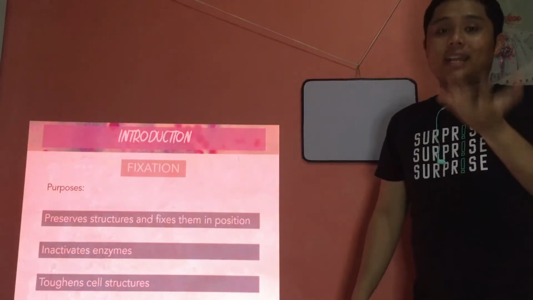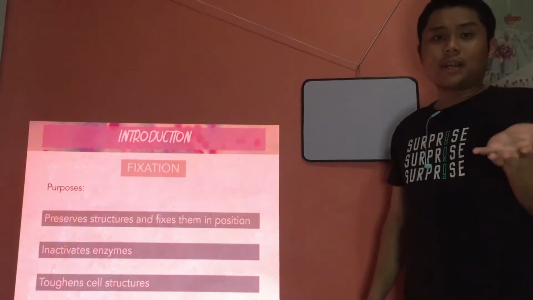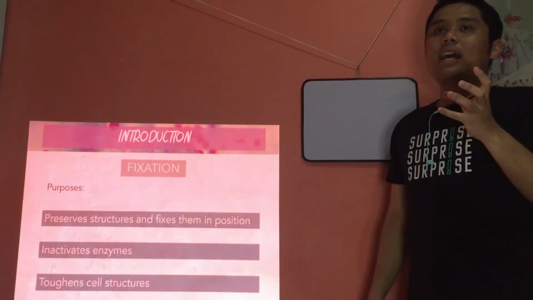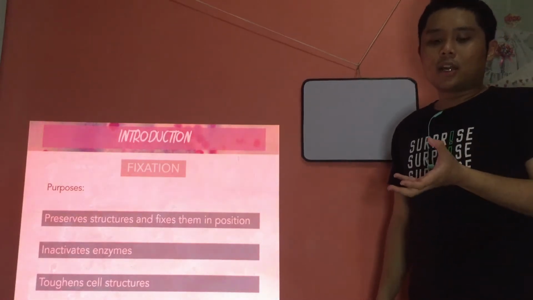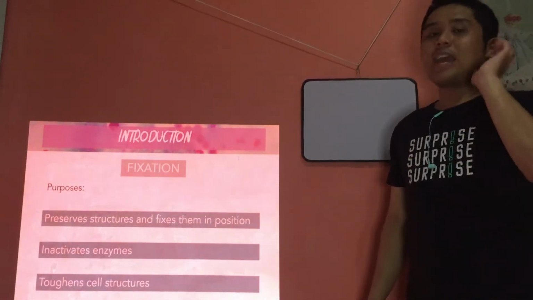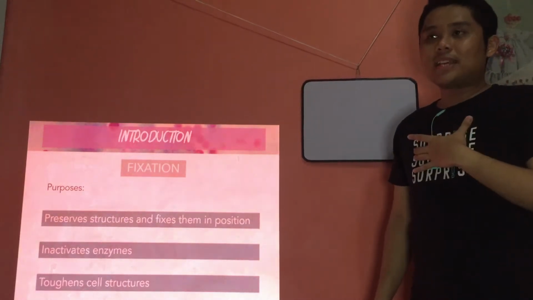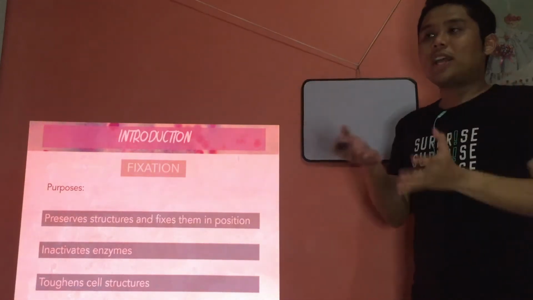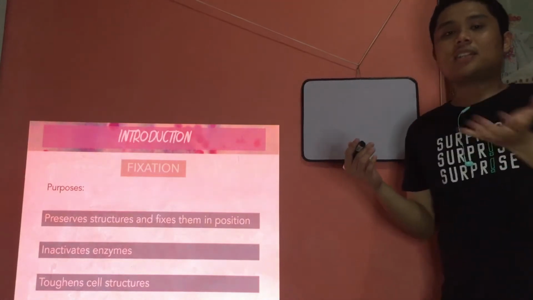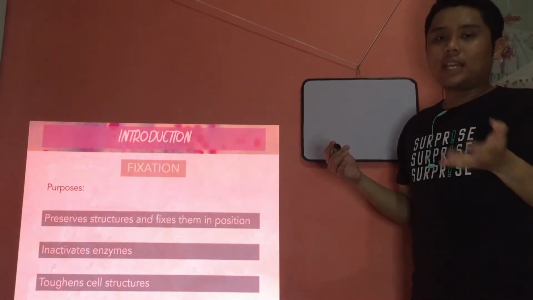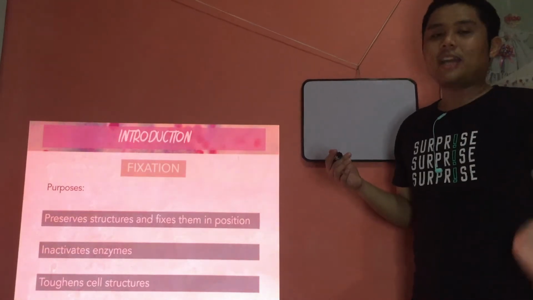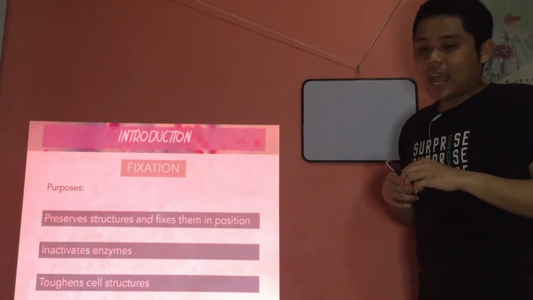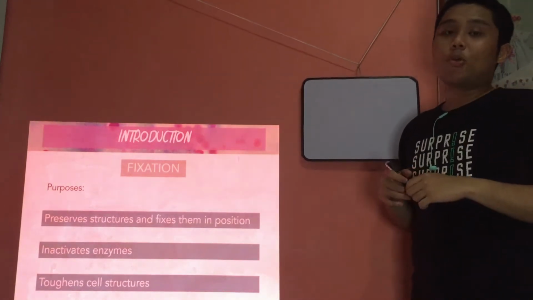Next is to inactivate enzymes. Your organisms, parasites or bacteria, have enzymes inside of them. If you don't inactivate these enzymes or render them non-functional, they continue to function. These enzymes can then kill the cells or deteriorate the overall integrity of your organism. Then the staining procedure will be faulty and you cannot see anything under the microscope, so it would not be helpful. That's why we need to inactivate these enzymes, because they might disrupt your morphology.